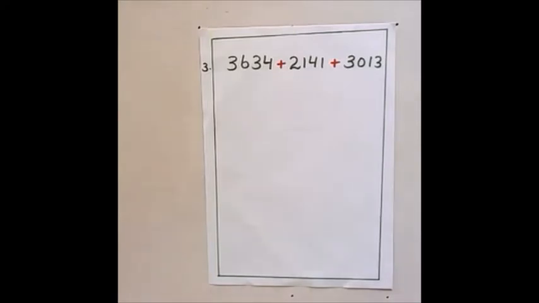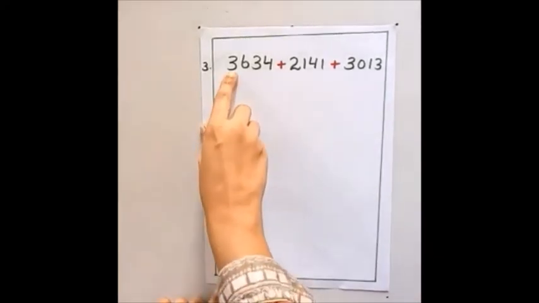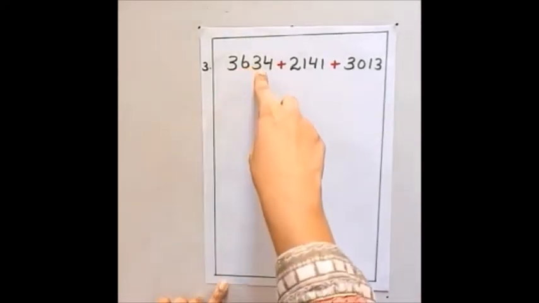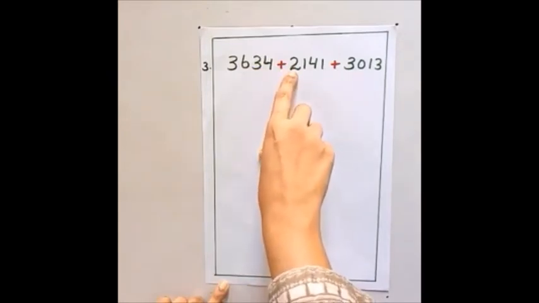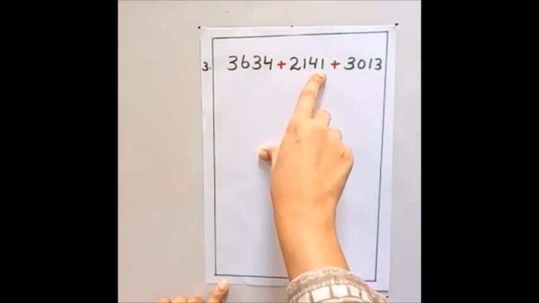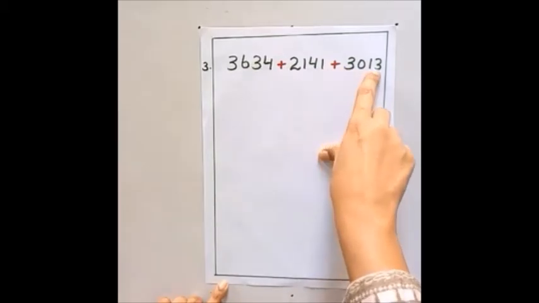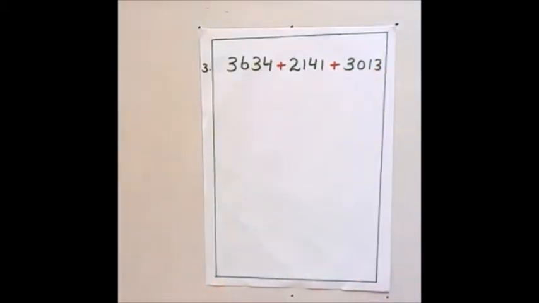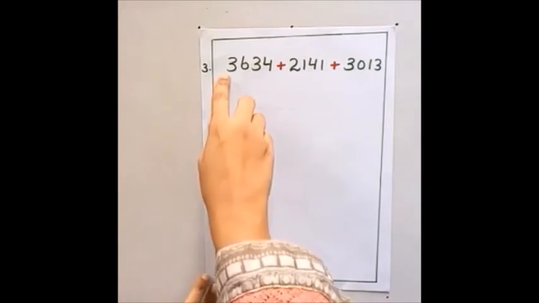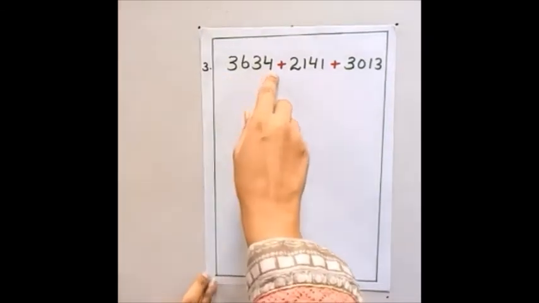In a similar way we can add three 4-digit numbers. So let us see. First I need to write the numbers one below the others. So I have 3634, 2141 and 3013.